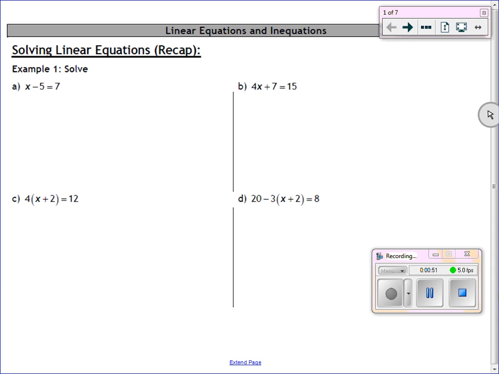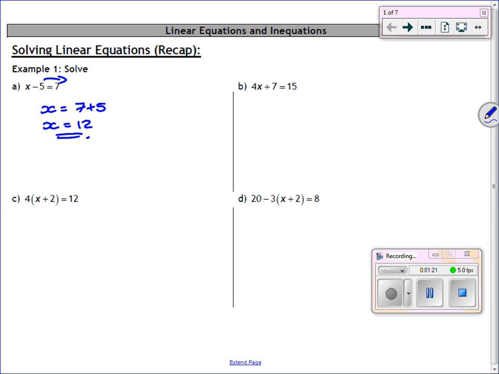Okay, so example 1 here. Basic equation, one step equation, solve the equation x minus 5 is equal to 7. The best way I think to solve it is just change side, change sign, take the minus 5 across, the minus 5 becomes a plus 5. So it's over here, so x is equal to 7 plus 5, which is 12.